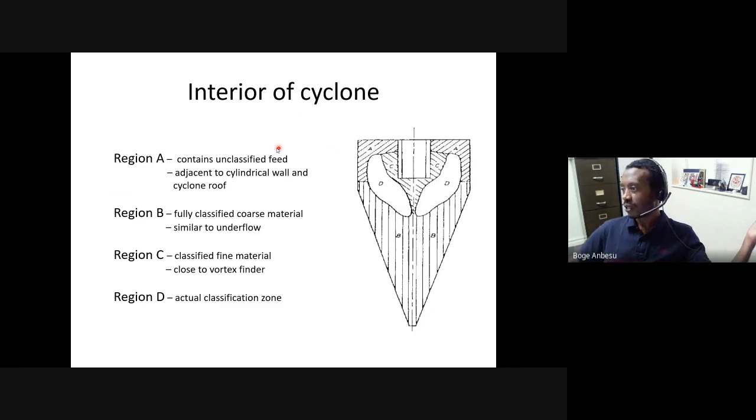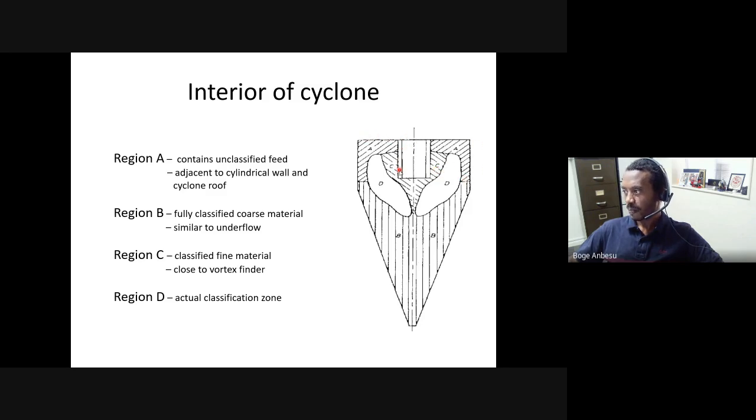So obviously, as I said, we feed it from the top. Region A, I don't know if you guys can see this clearly, but hopefully you can see, region A is where the feed is introduced and you have unclassified material. So it's basically the feed just entering the cyclone. You haven't done anything, no force has started to act on it just yet. Region A is unclassified and it is adjacent to the cyclone wall, and basically the roof of the cyclone and so on.